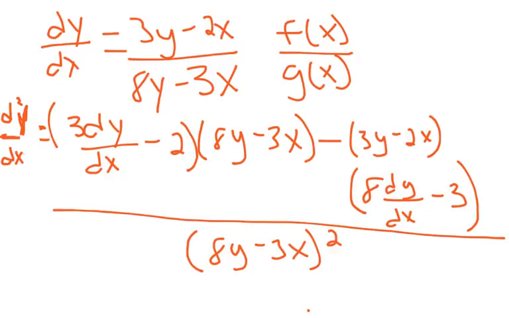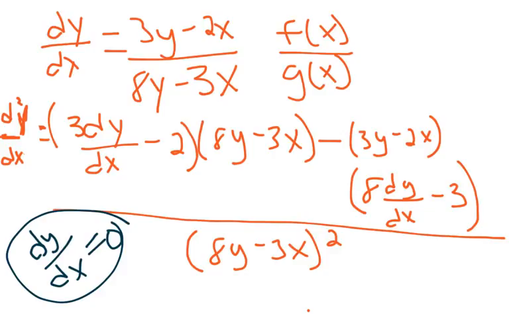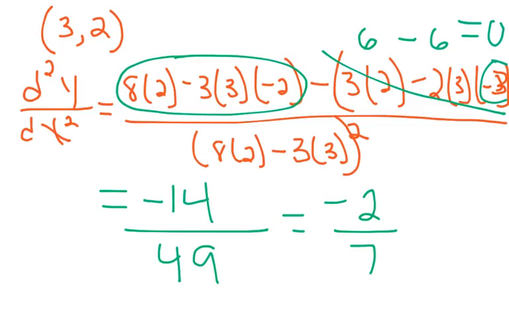We forgot to mention that when you take the quotient rule, dy over dx equals 0 because we're finding the second derivative at this critical point, and when you plug that in, it will be easier for you to plug into your calculator.